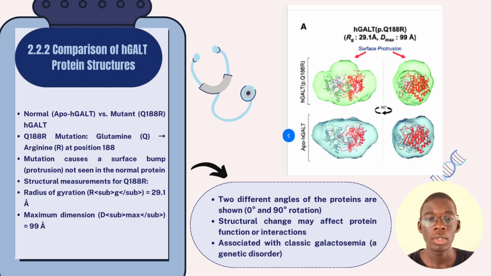This is a comparison between a normal gene and the mutated one. One thing we can notice at the surface of the mutated one, which is in green, is that there is a bump. It's not smooth like the normal one.